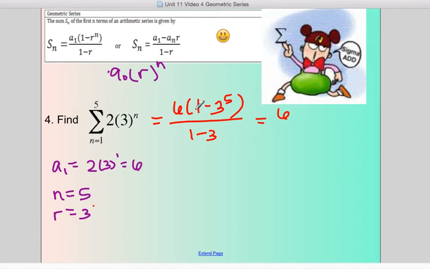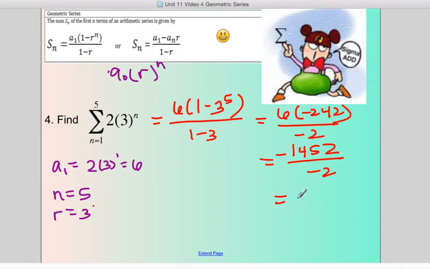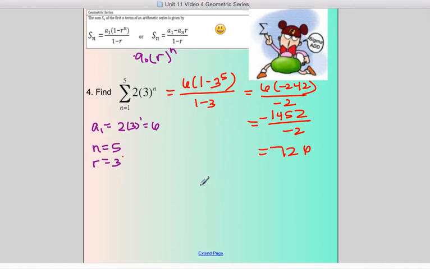Okay, 6 times 1 minus 3 to the fifth is negative 242 over negative 2. So when I multiply 6 times negative 242, I get negative 1,452 over negative 2. And that leaves me with 726. So my sum of the first 5 terms is 726.